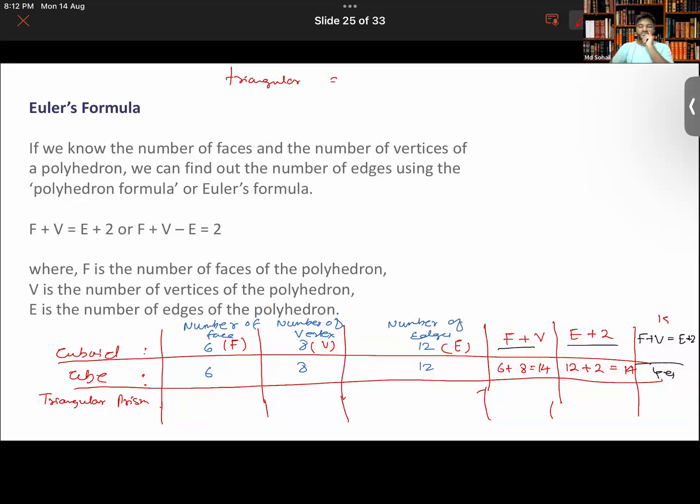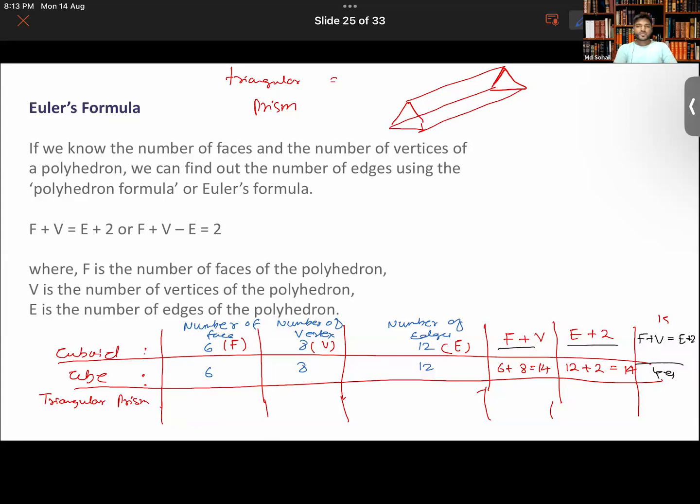A triangular prism, you guys already know this, no? I don't think there's any need to draw it. But still, let me draw it. Okay, basically you are required to check if the relation is true. No need to answer it. Just check if the relation is true for this figure as well or not.